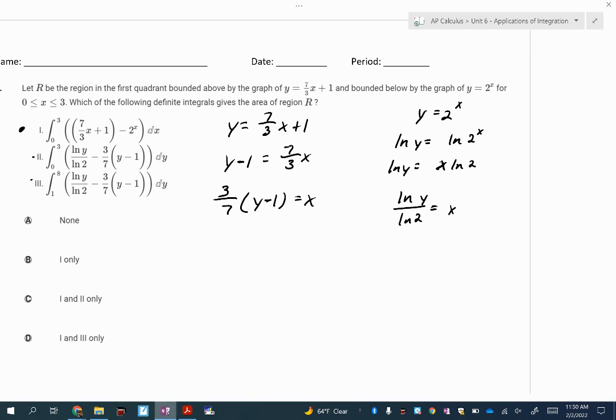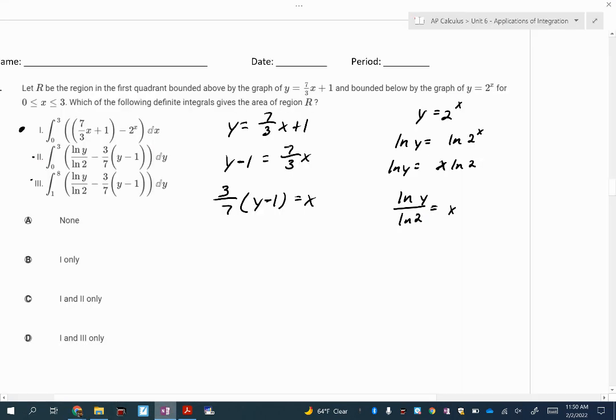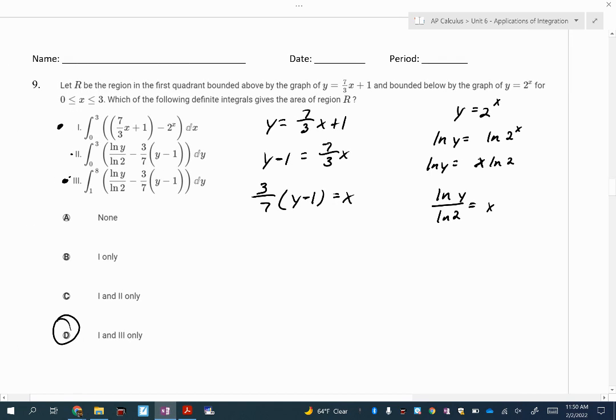So that's about the y's. When I look at my graph, I should be looking at the y values, which is 1 to 8. So you look here, and number 3 is going to be the other one. So it's going to be D. So number 9 is D. All right, 4 more to go.